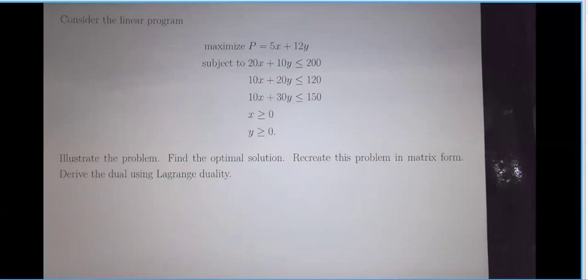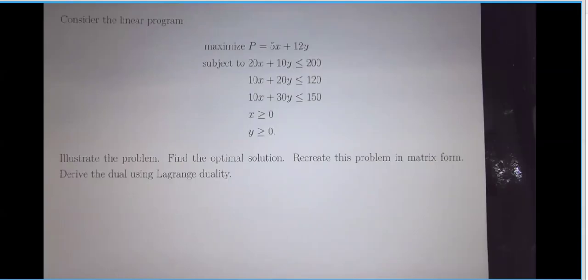In this problem, we're going to consider the linear programming problem where we maximize 5x plus 12y, subject to a number of constraints. We want to find the optimal solution, write this as a matrix problem, and find the dual problem.